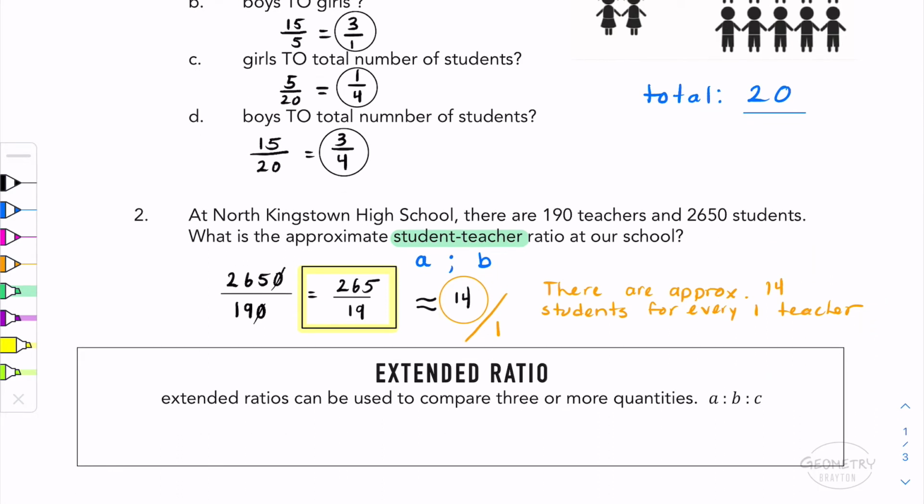So an extended ratio can be used to compare 3 or more quantities. You can see I used the notation a to b to c. So I could give you a basic example. We could say, let's compare the quantities of apples to oranges to pears. That's 3 separate quantities.